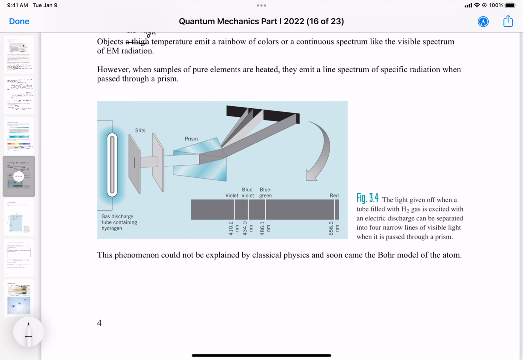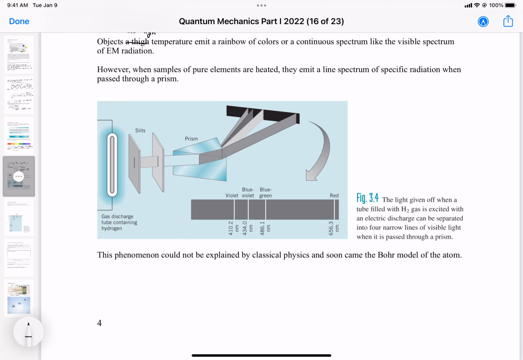we see, instead of a continuous spectrum, areas of darkness. You see these dark shaded gray areas here. Those are areas of no light. And then individually, you see these bands of colors: violet, blue, green, and red. So for example, this would be the line spectrum for hydrogen.